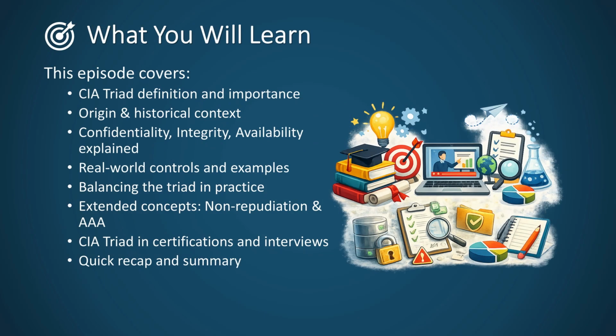The agenda for today is structured to give you a complete understanding of the CIA Triad. We'll start with its definition and history, then dive into each pillar: confidentiality, integrity, and availability. For each, we'll look at practical controls and real-world examples. Later, we'll discuss how organizations balance these pillars, explore extended concepts like non-repudiation and AAA, and finally connect this knowledge to certification exams and interview preparation. By the end, you'll have a strong foundation to build upon in future episodes.